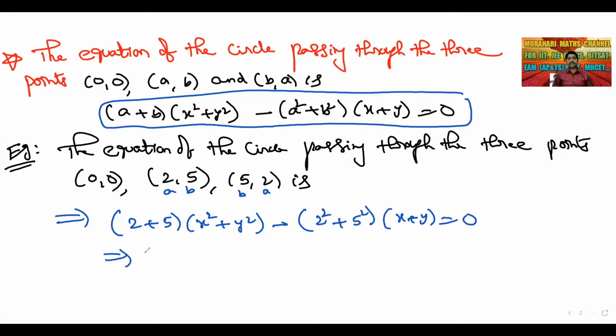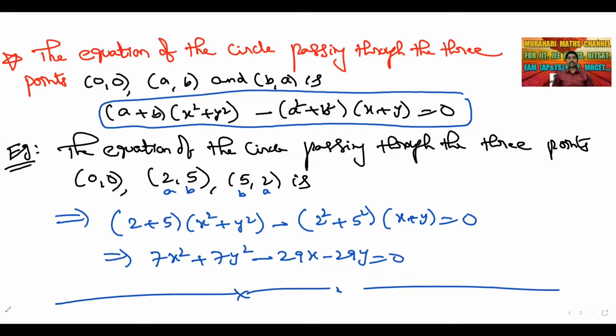So it becomes 7x² + 7y² − 29x − 29y = 0, since 4 + 25 is 29. This is the answer. Okay, (a + b) times (x² + y²) − (a² + b²) times (x + y) = 0.